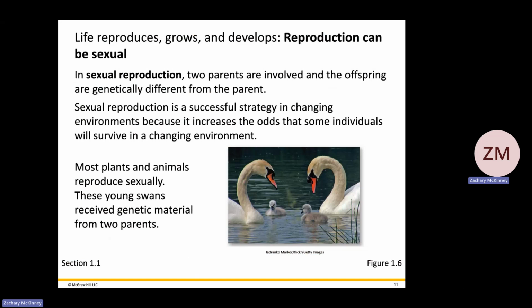Sexual reproduction, though, is when you have two parents involved, and the offspring are genetically different from the parents, right? They share traits, they have this blending of the genetic traits, but they are still different from their parents and different from any siblings that they might have, excluding identical twins. And so sexual reproduction is really helpful in changing environments. It increases the odds that you're going to have some kind of adaptation that accumulates that makes you more successful.